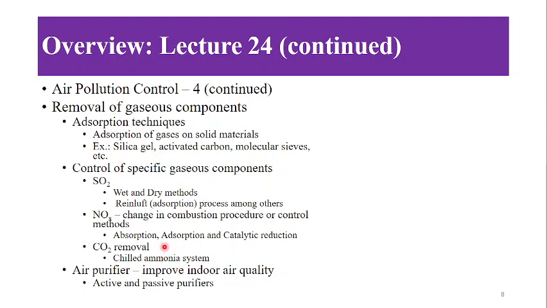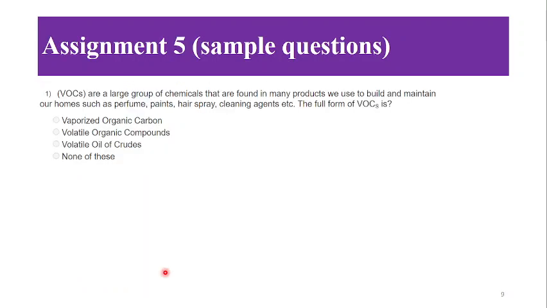Next was CO2 removal. A chilled ammonia system is basically used. When ammonia reacts with CO2, it forms ammonium hydrogen carbonate, and when this reaction occurs, the CO2 is removed from the air. Lastly, air purifiers, which are used to improve indoor air quality, were discussed. They can be either active or passive. Passive ones are, I think, filters.